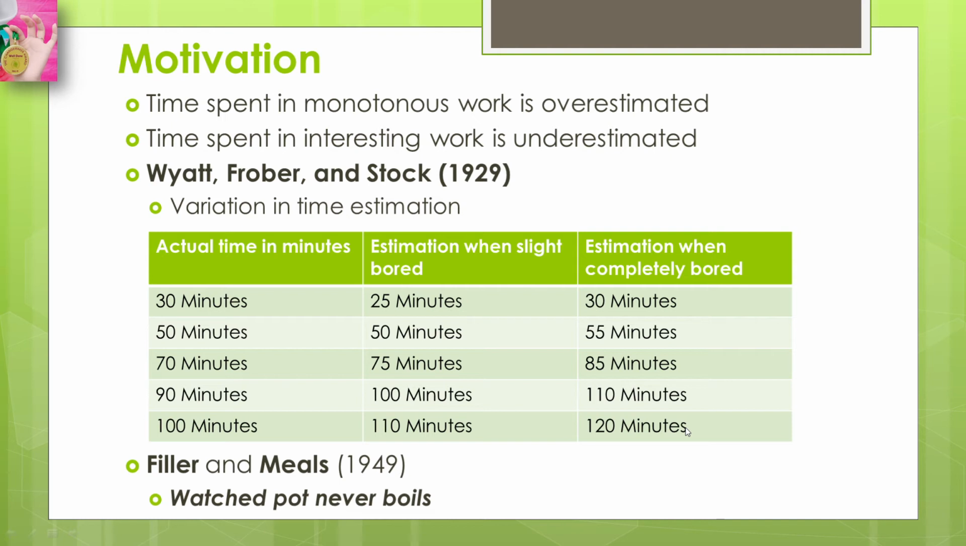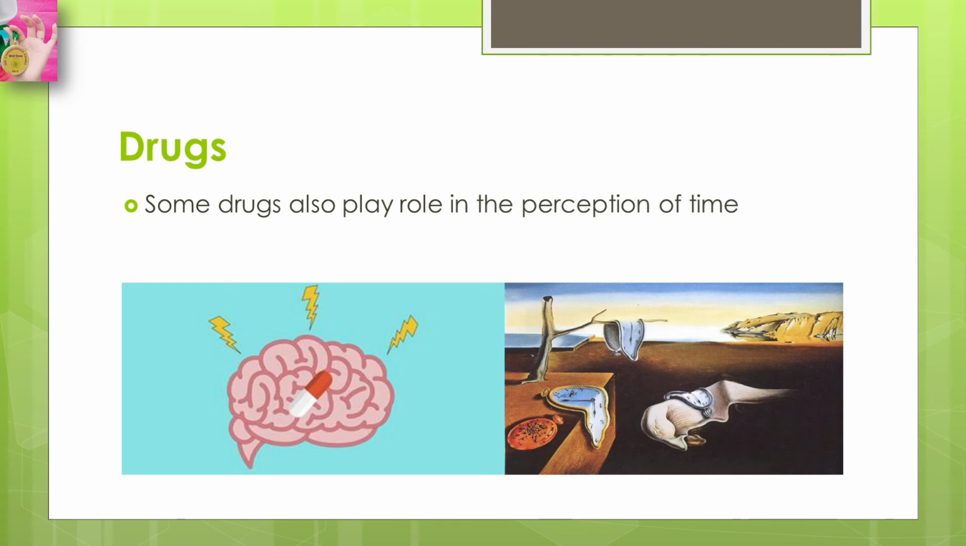Now, this saying has experimentally been confirmed by Fuller and Mills in 1949, and they found that subjects trying to get through a task to reach the desired goal estimate a given interval of time as longer than those without any such motivation. So this was all about the motivation that plays a role in affecting the perception of time. Now, another factor that we will discuss right here is drugs.